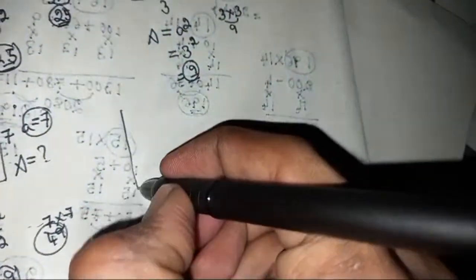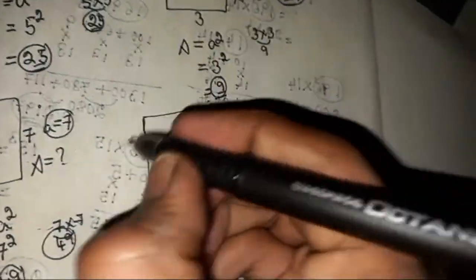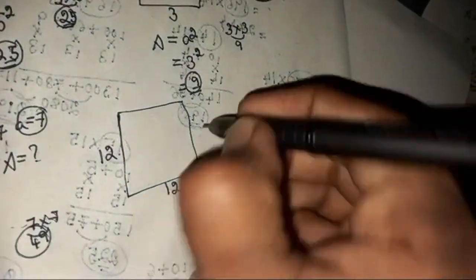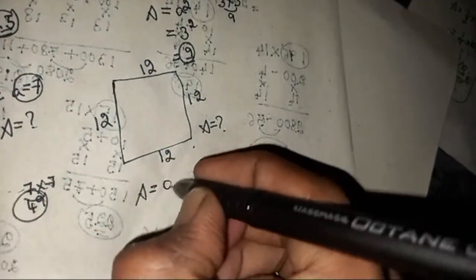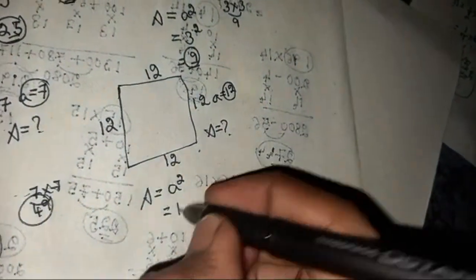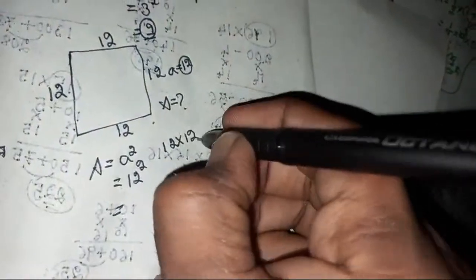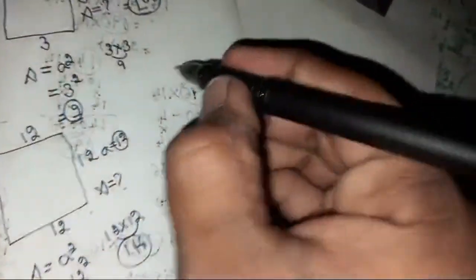Let's take one more square. They have given all sides as equal to 12 units. We're going to get the area. What's the area? Area equals a square. A is 12 units, so it is 12 square. 12 square means 12 times 12. It becomes 144. 144 square units. Let's take one more square.